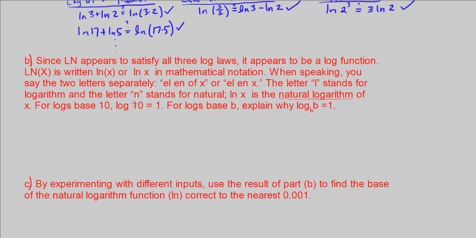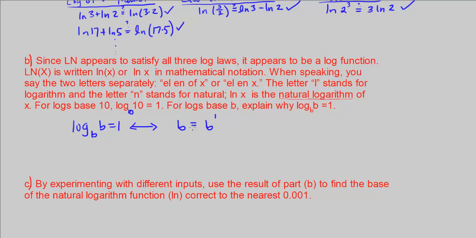For logs of base 10, log of 10 is equal to 1, right? There's an implicit invisible base 10 there. For logs base b, explain why log base b of b is equal to 1. Well, why is this true? Let's go ahead and rewrite this into its equivalent exponential form. That's going to be, whatever is here, b equals b to the power of 1, right? And are those equivalent? Yes, they are.